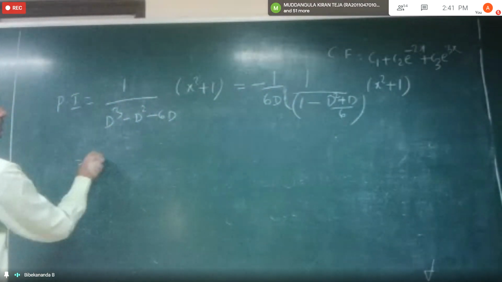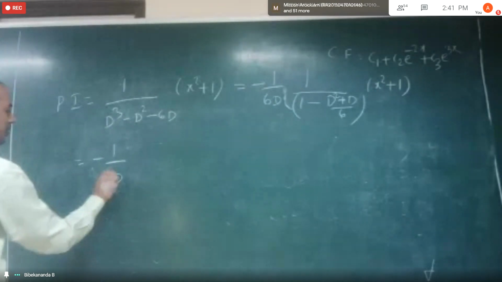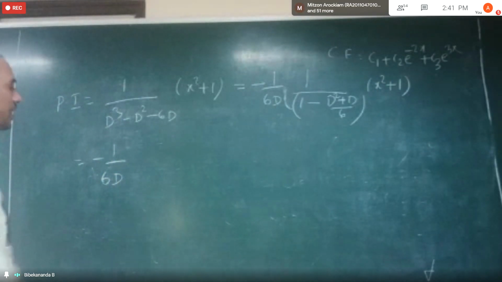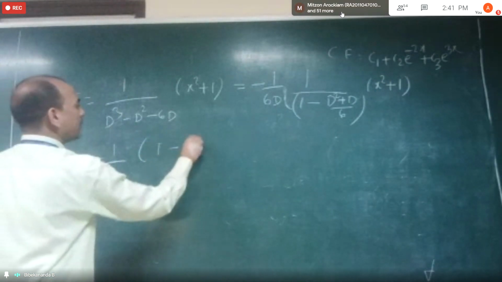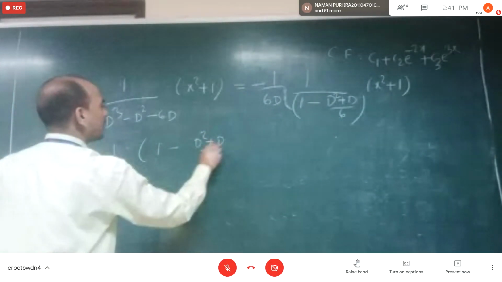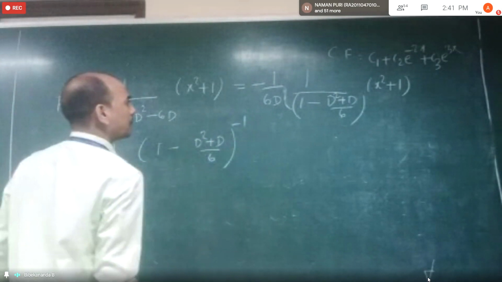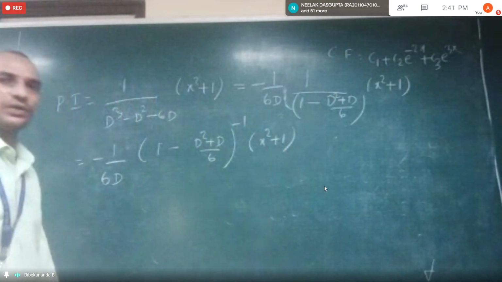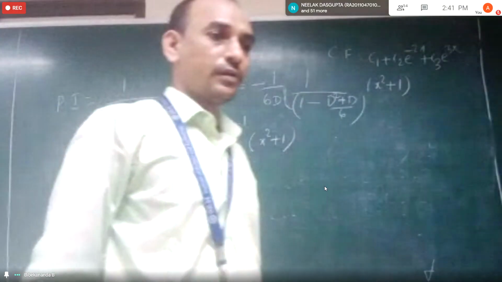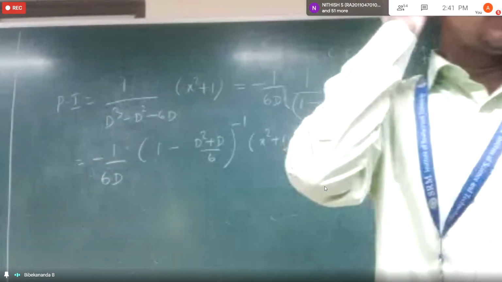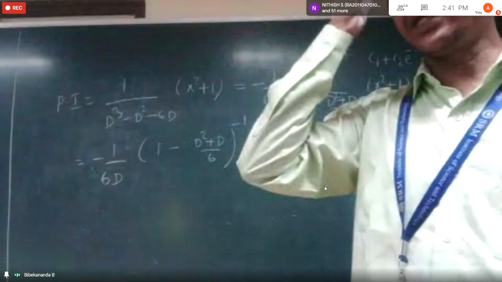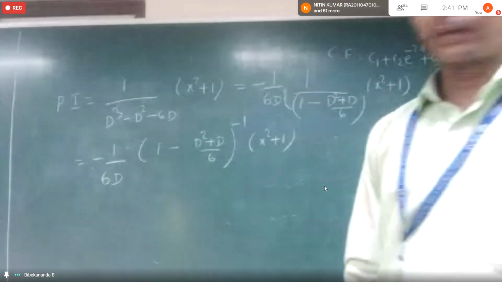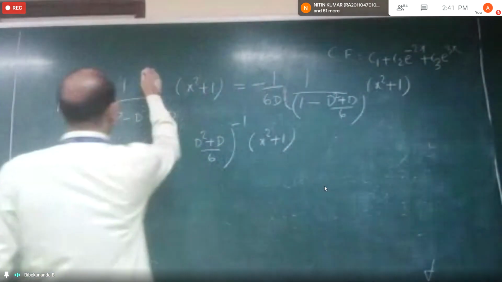So that is equal to minus 1 by 6D, minus 1 by 6D into 1 minus D square plus D by 6 to the power minus 1 into x square plus 1. Okay, so now are you able to expand it? Yes, sir. Which formula will we use?